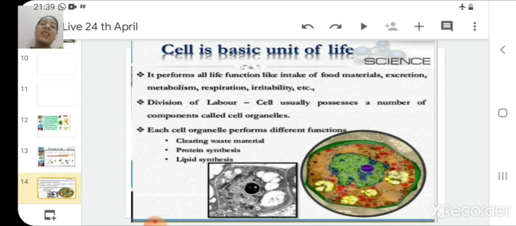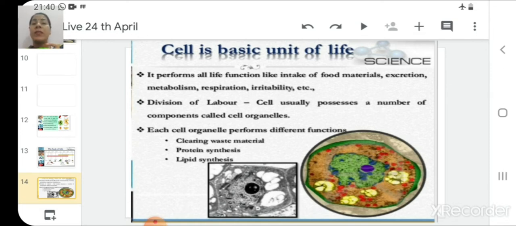So cell is a basic unit of life. It performs all life functions like intake of food materials, excretion, metabolism, respiration, irritability, etc. And there is one more very remarkable feature in the cell, that is they show division of labor. Children, do you know what is division of labor?